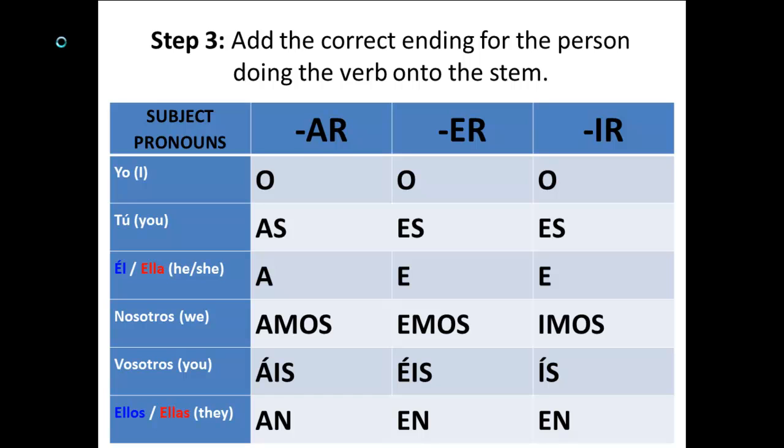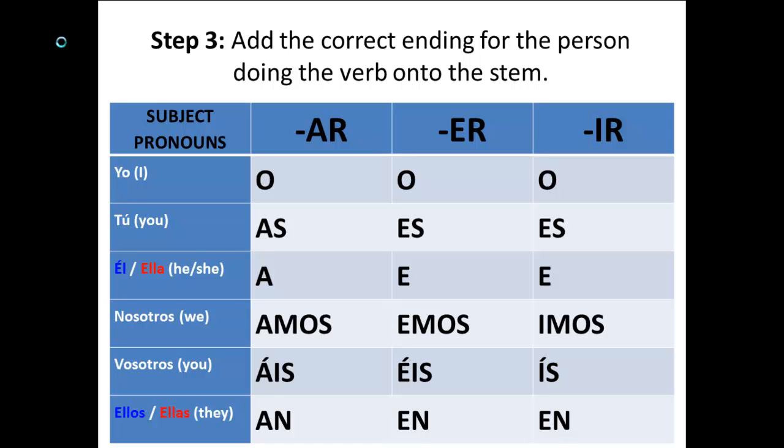Here we see the endings that you would add for the person doing the verb. You would put these onto the stem that you're left with after removing the last 2 letters from the infinitive. And they're in the same order we saw earlier: yo, tú, él, ella, nosotros, vosotros, ellos, ellas. And here we see the AR endings: o, as, a, amos, áis, an. The ER endings: o, es, e, emos, éis, en. And the IR endings: o, es, e, imos, ís, en.